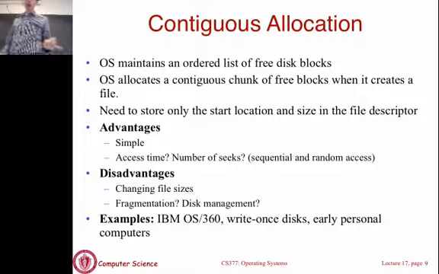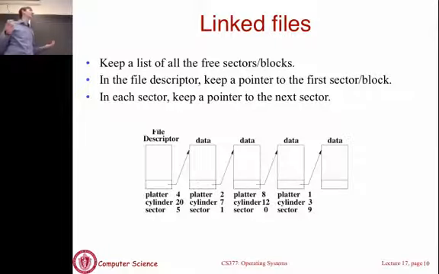So, let's consider another approach, which is using linked files. The idea here is we're basically going to keep a linked list of where subsequent blocks of the file are located, and that's going to let us lay data anywhere across the disk. We're not going to enforce that it's contiguous. So now in the file descriptor, we're going to have a pointer to some block of the disk, and that's going to be the first block where the file starts. And then in each sector that's storing the actual data of the file, we're going to have another pointer to the sector that follows it.